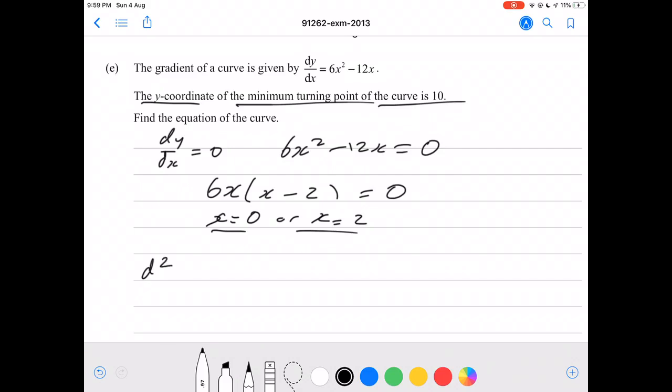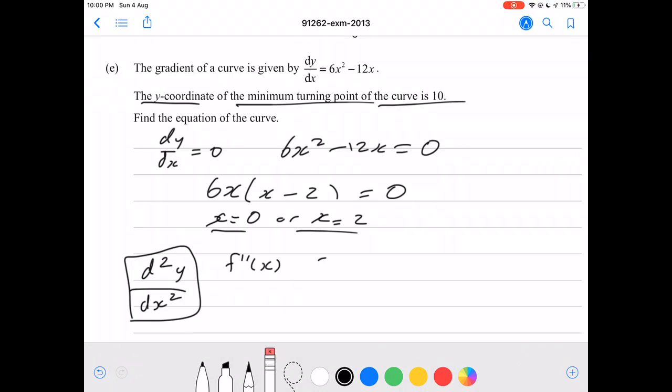So we need to find our second derivative. This abbreviation I'm writing down here is just another way of saying the second derivative. If you don't like this way, you can simply say f double dash of x or f double dash. There are so many ways to write it, but it really doesn't matter which way you prefer. So our second derivative would equal 12x minus 12.